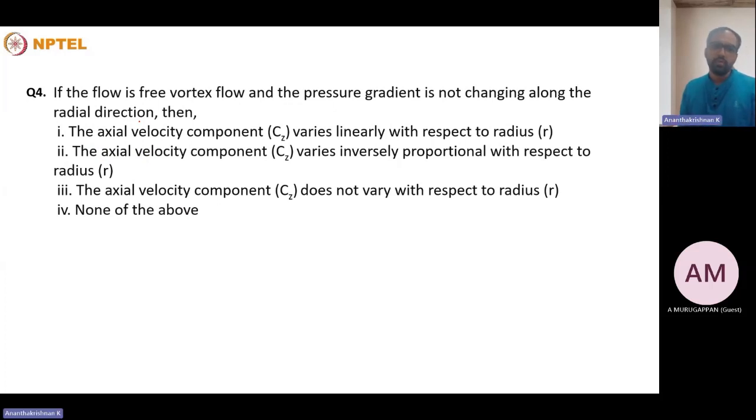If the flow is free vortex flow and the pressure gradient is not changing along the radial direction, then the axial velocity component CZ varies linearly with respect to radius r. The axial velocity component CZ varies inversely proportional with respect to radius r. The axial velocity component CZ does not vary with respect to radius r. None of the above.